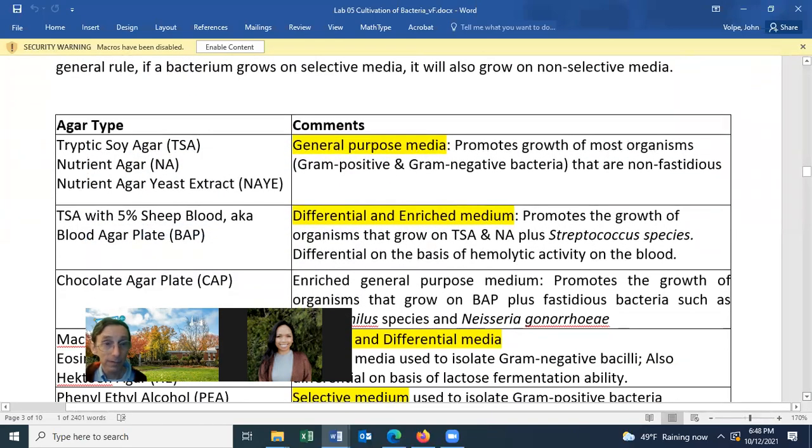All right, so this table is showing you the different types of media and talking about them. The general purpose media, TSA, NA, NA. The differential and enriched media, there are really only one we're going to talk about, and that's blood agar or BAP. And that's TSA generally with 5% sheep's blood added. And this is both enriched because of the blood supplying nutrients and differential. We can see the hemolytic pattern differences in the blood.